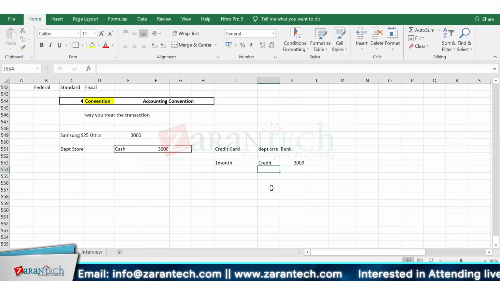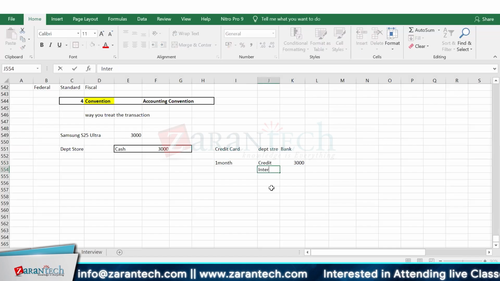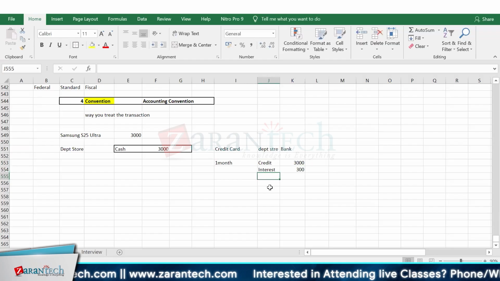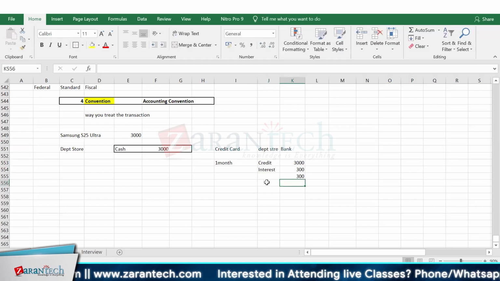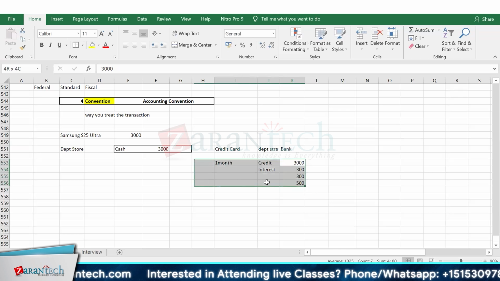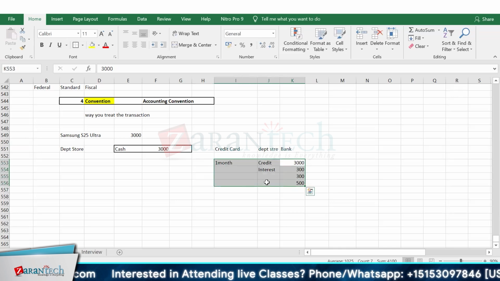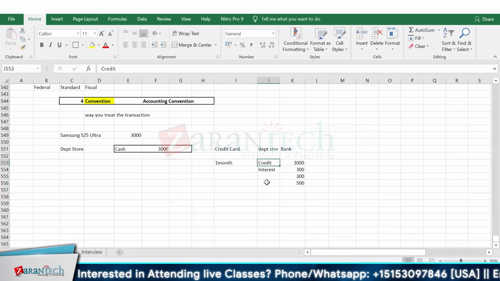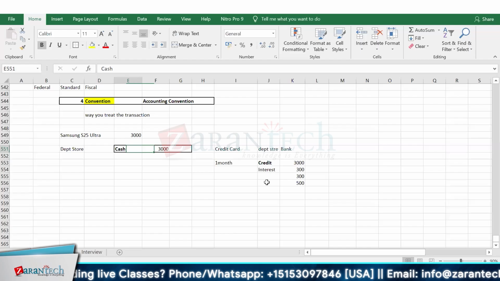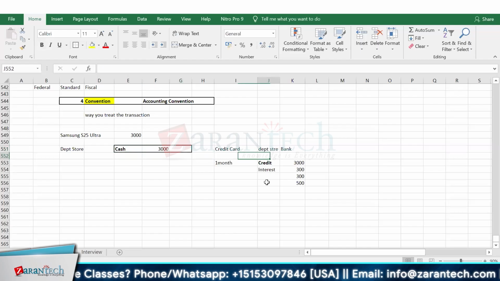If you pay late, then you need to pay an interest fee. Like that is $300, and next month another $300, and for the following month that might be $500. So until that transaction is completed, it always remains open, and that transaction is called credit. So in accounting or finance, we have two types of transactions: one is cash, another one is credit.